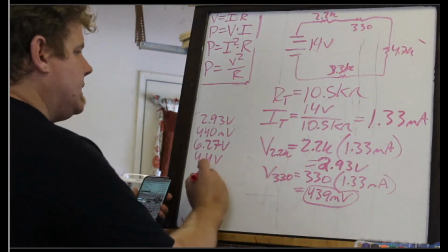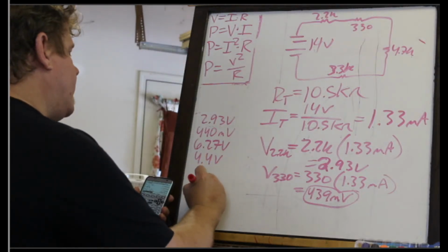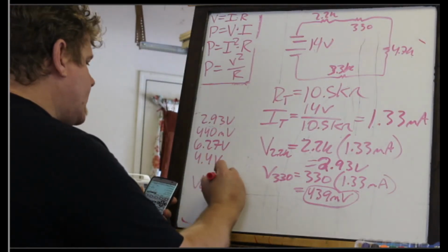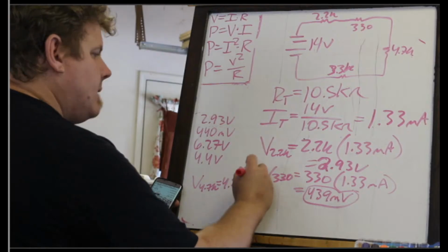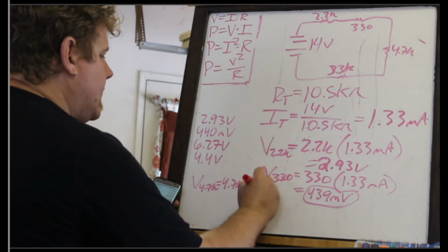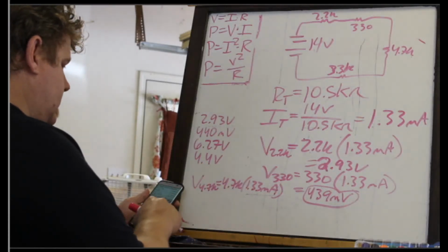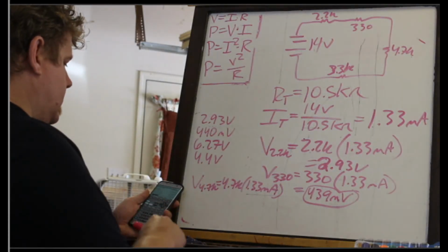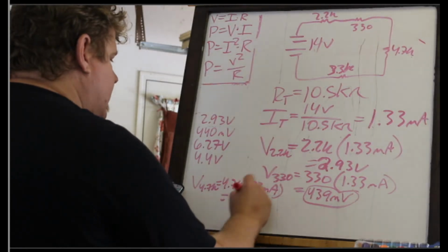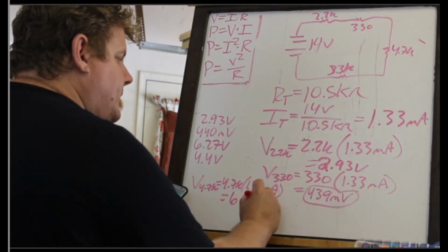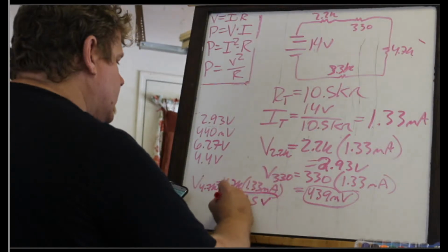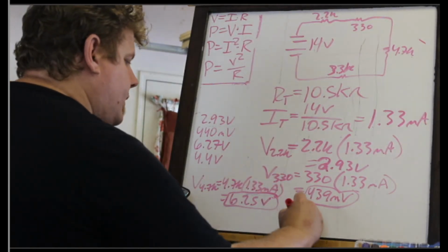And then the voltage of the 4.7K, so 4.7K times 1.33 milliamps, 6.25 volts, and the 3.3.